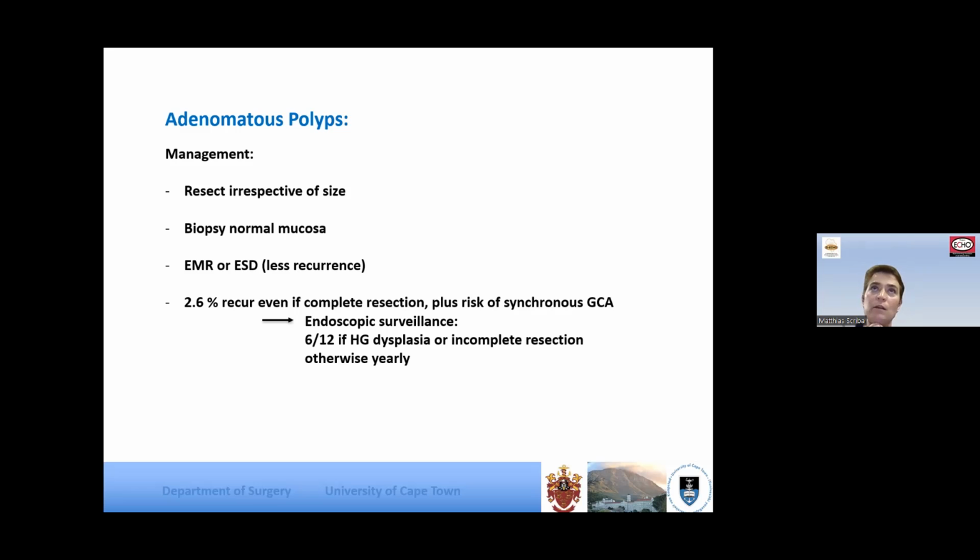Remember, you must surveil these patients. They do recur. And if there's any evidence of any dysplasia or you didn't do a complete resection, please go back in 6 months. If you did a good thing and it's all out, well, that's fine. Then you can come back in a year's time.